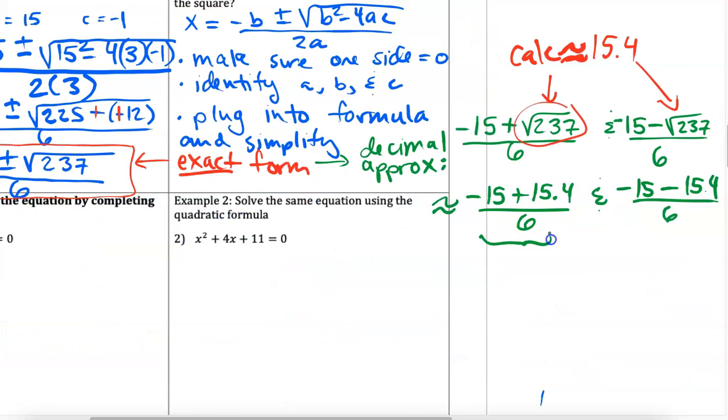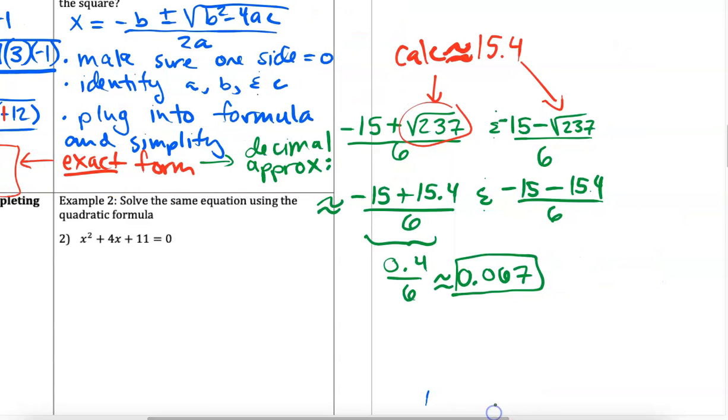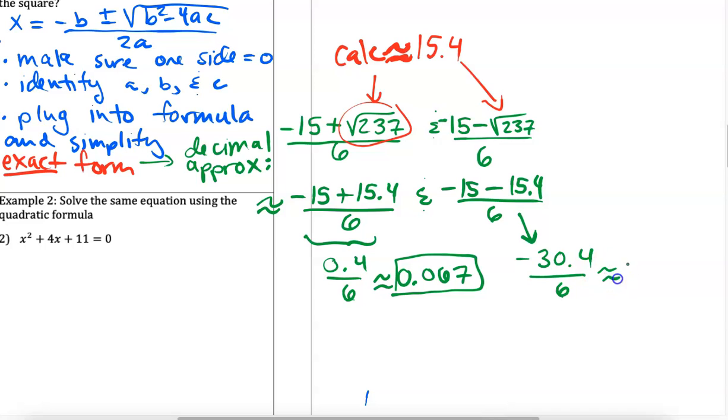And then this number would turn into 0.4 over 6, which is approximately equal to 0.067. So that's one approximate value. And then this one would equal negative 30.4 over 6, which is approximately equal to negative 5.067. So these would be the approximations of these two numbers here. These are the numbers in exact form. These are roughly what they are. So you can get an idea of what x would have to be. Here it's somewhere between 0 and 1.